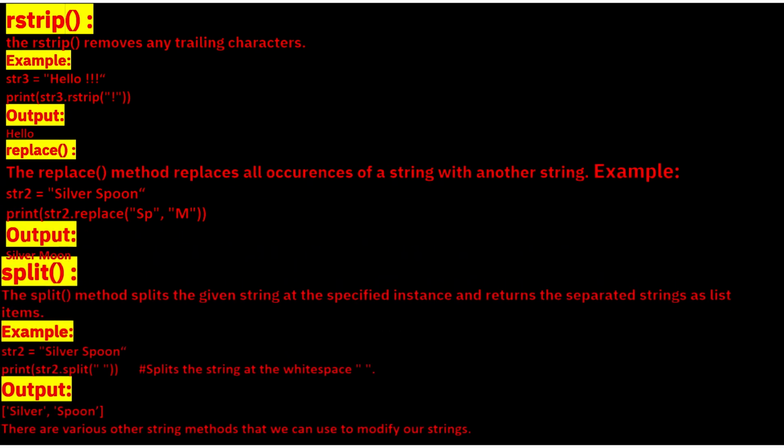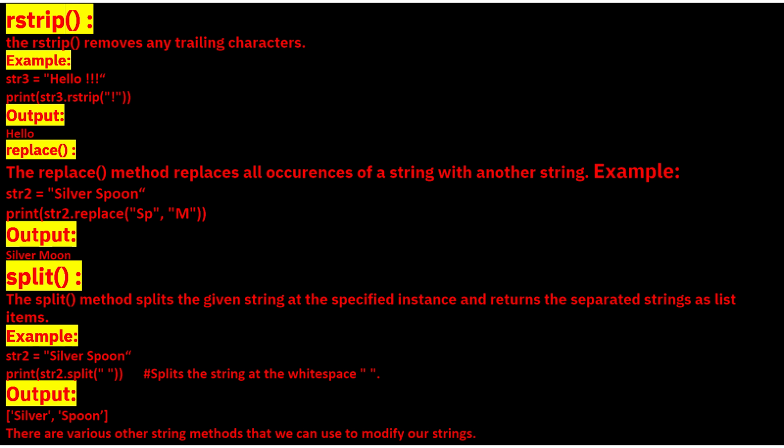Split. The split method splits the given string at the specified instance and returns the separated strings as list items. Example. str2 is equal to silver spoon. Print str2.split splits the string at the white space. Output. Silver, spoon. There are various other string methods that we can use to modify our strings.